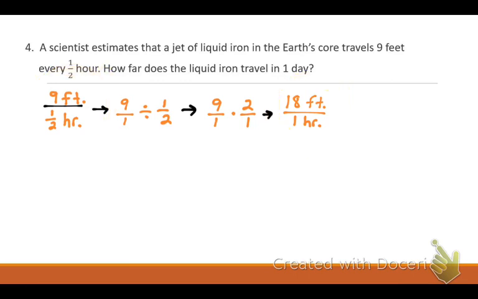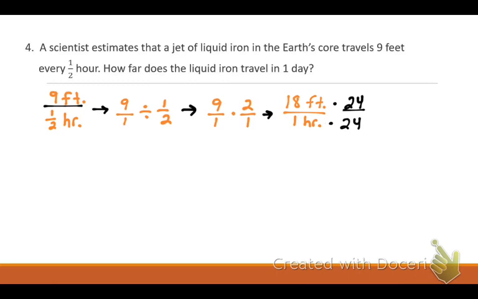Now, if I go back to my original question, it says, how far does the liquid iron travel in 1 day? Did my answer come out as a day? No. Is there any conversion factor that we know about hours per day? How many hours are in a day? 24. So guess what I need to do to turn this 1 hour into 24 hours? Multiply it by 24. If I multiply the denominator by 24, I have to also multiply the numerator. Go ahead and work that out.